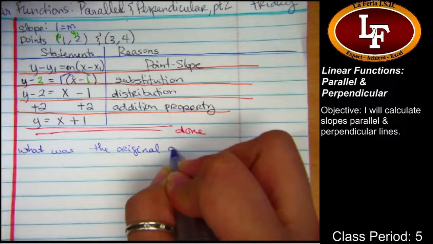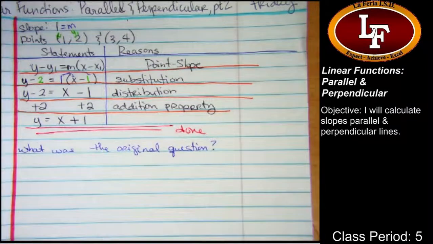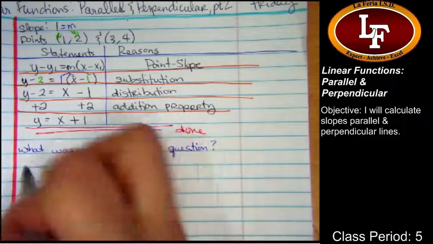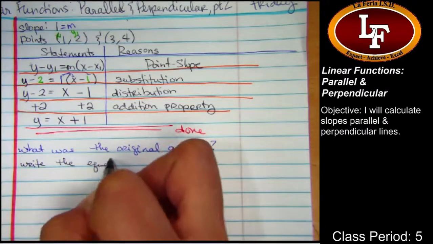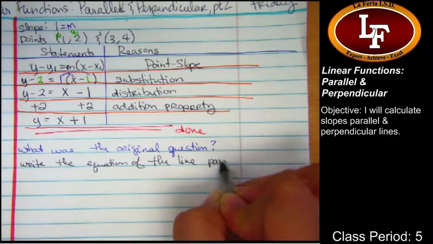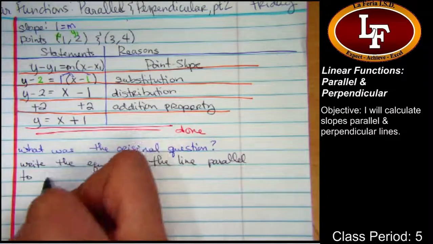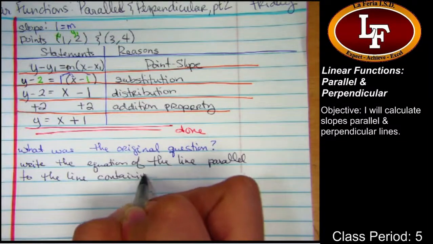So we've got to go back to the first issue. Which one, the first question or the second one? The one that had to do with the line containing the points 1, 2, and 3, 4. What form of this equation do we need to have? Back up once more to the very top of that section. Write the equation of the line parallel to the line containing.